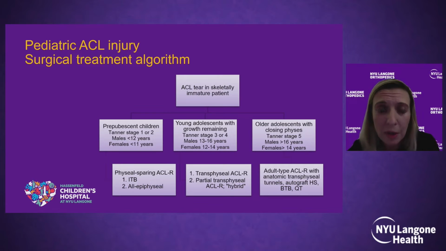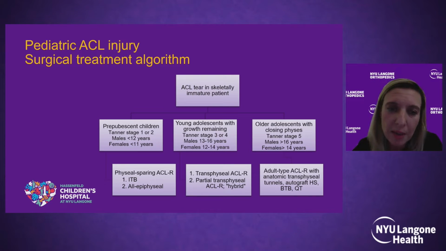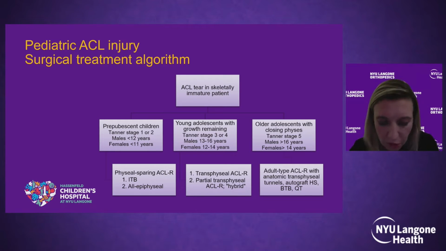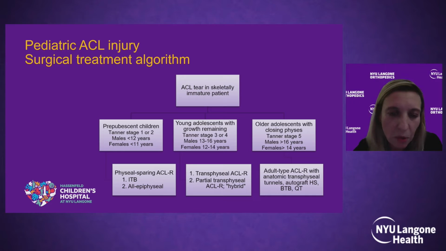So there is a generally accepted treatment algorithm for an ACL tear in a skeletally immature patient. All the way on the left are the prepubescent kids, those who are Tanner stage 1 or 2, males less than 12, females less than 11. These kids are going to get a physeal sparing ACL reconstruction, and I've listed the 2 most common techniques here, which we'll go through. In the middle are the young adolescents with growth remaining, Tanner stage 3 to 4, males 13 to 16, females 12 to 14.